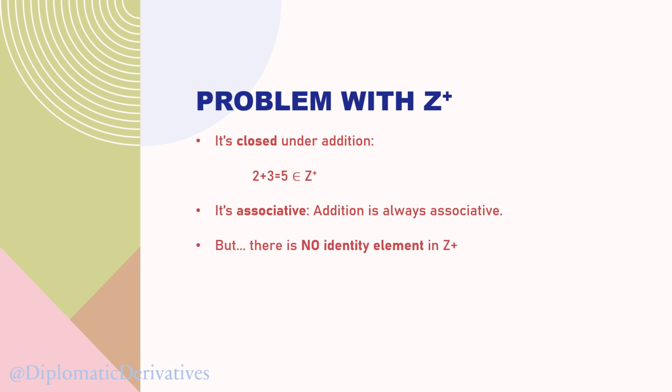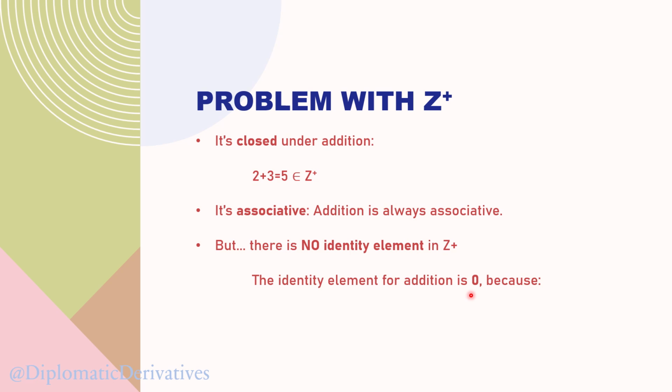But there is no identity element in Z+, because we know that the identity element for addition is 0. Now if we take any element from Z, for example 3, 3 plus 0 is equal to 3. We get the same element, right?